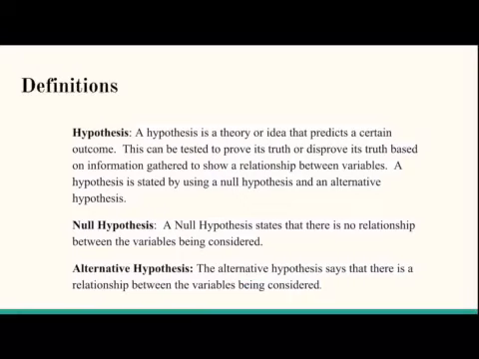Definitions. What you need to understand when we're looking at this is that there is a hypothesis that we are going to be considering for each one of these tests. A hypothesis is a theory or idea that predicts a certain outcome. This can be tested to prove its truth or disprove its truth based on information gathered to show a relationship between variables. A hypothesis is stated by using a null hypothesis and an alternative hypothesis. The null hypothesis states that there is no relationship between the variables being considered. The alternative hypothesis is saying that there is a direct relationship between the variables being considered.